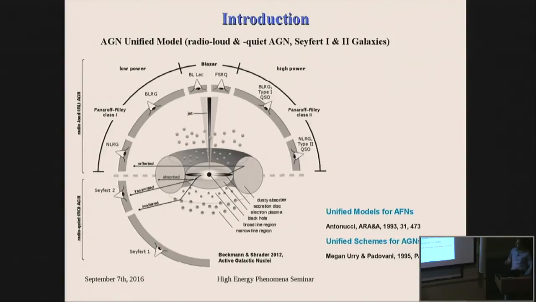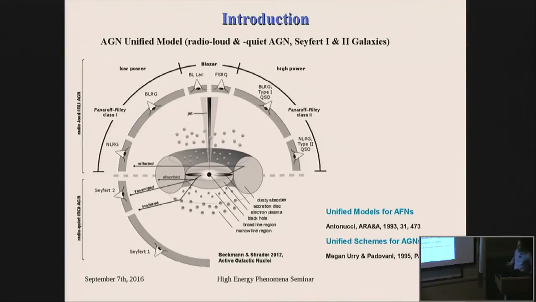Nearly 15% of nearby AGN are classified as radio-loud, while the rest are classified as radio-quiet AGN. The radio-quiet AGN are divided into two different groups: one of them is Seyfert 1 and the other is Seyfert 2.